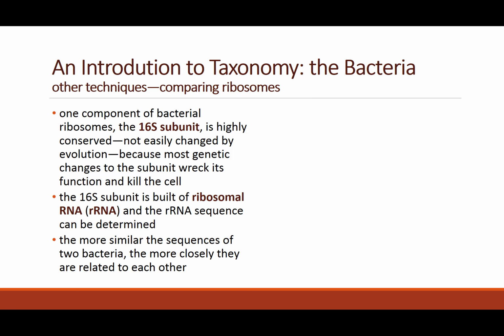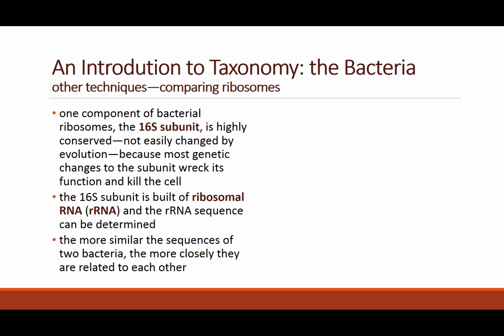Okay, and then there are other techniques that aren't related to genetic homology. So here's the last set of techniques that don't relate directly to homologies among the genetics. One, you can compare the ribosomes to each other. So there are 2 subunits to build a ribosome. One of them is called the 16S subunit, and it clips on with the other subunit when it's time to make a protein using a piece of RNA.